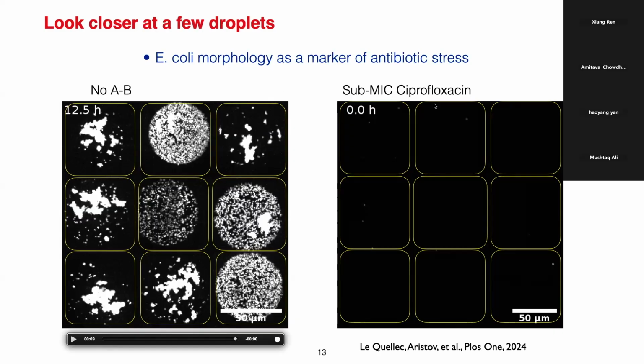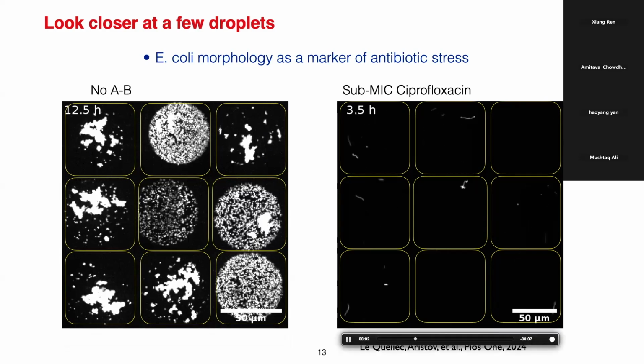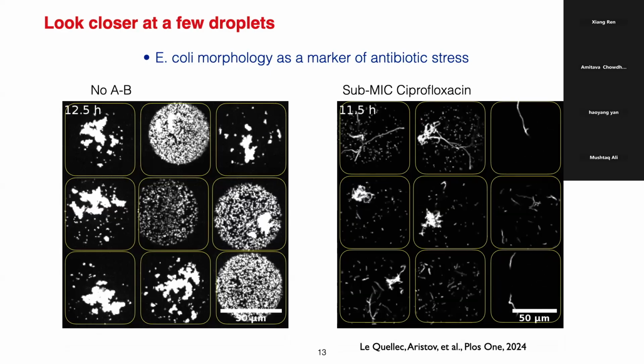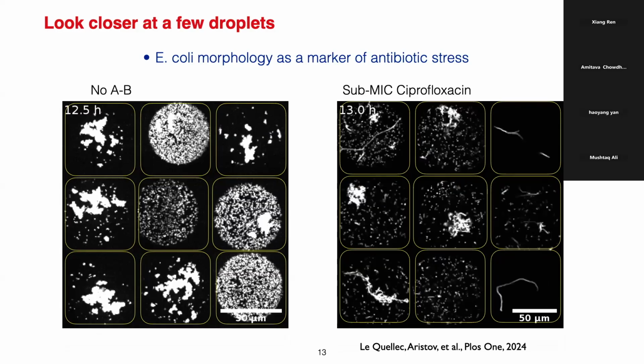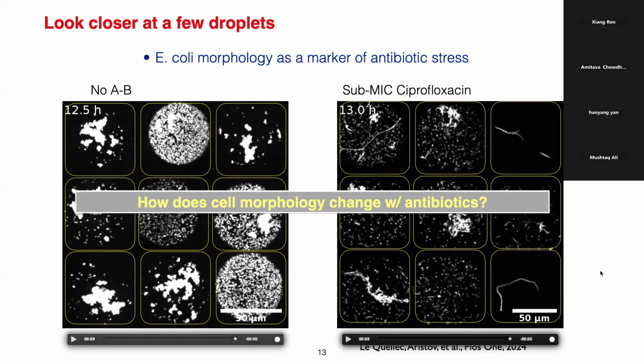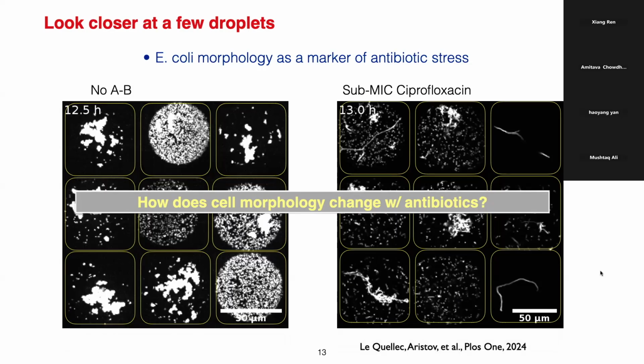Now, if I put some antibiotic just a little bit below the concentration needed to kill the cells, what you find is that the cells still grow. They grow a little bit slower, but they grow in a very different shape. Because this is ciprofloxacin, it's well known to produce filaments, but then the filaments can also lead to planktonic cells, so you have a combination of different morphologies in the droplet, and these morphologies are affected by the presence of the antibiotic. So the question that we've asked is how does the cell morphology depend on the antibiotic presence?